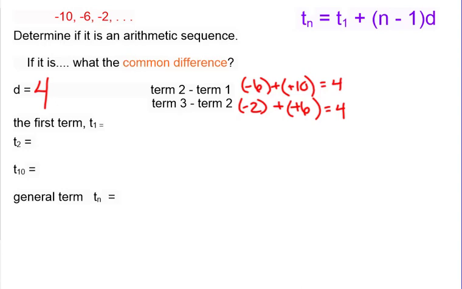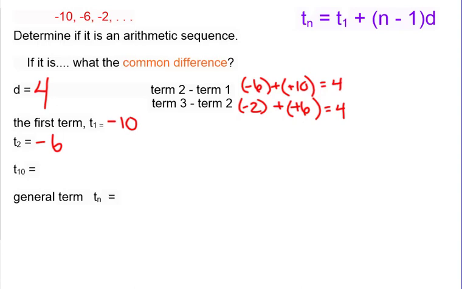So the first term, our T1, is -10. Term 2 is -6. And then we've got T10. Well, in this, we've got a relatively small number of numbers, I guess you could say. And so we could just keep adding, but if I had asked you for T977, well then you don't want to be counting 977 different numbers.